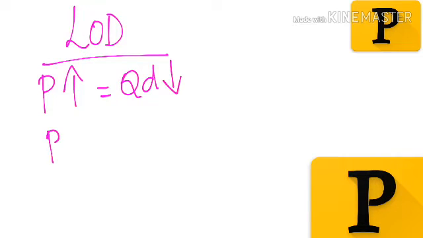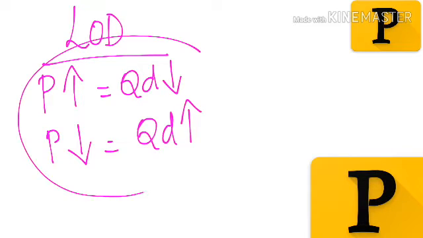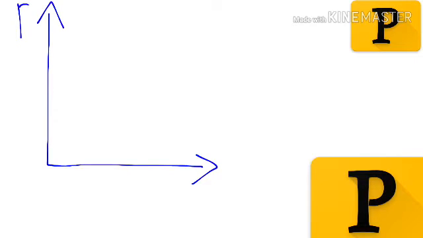The law of demand states that there is an inverse relationship between the price and the quantity demanded of a particular commodity. That is, when price increases, quantity demanded comes down, and when price decreases, quantity demanded goes up. This inverse relationship is termed as the law of demand. Now let us try to graphically represent this law of demand. Let us take price P on the y-axis and quantity demanded QD on the x-axis.